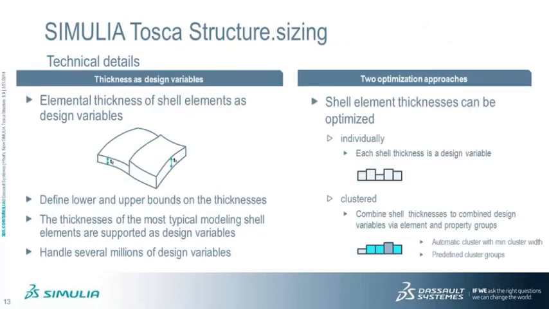Going more into details, since the shell structures, the thin structures, are defined and modeled with shell elements, what Tosca does is take the thickness of each element as a design variable. You can, of course, set lower and upper bounds. We support the most typical shell elements that are used in such kinds of models and handle them all as separate design variables. So basically you are able to optimize over millions of design variables.